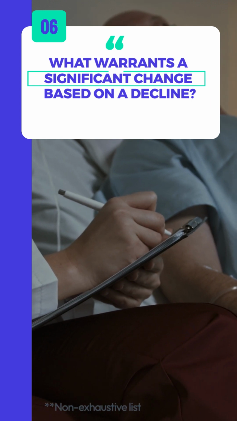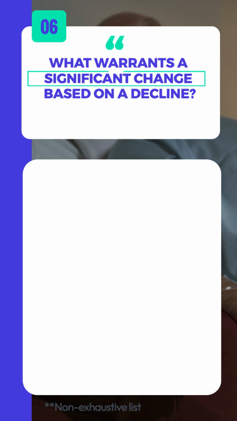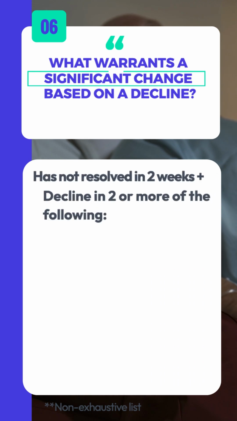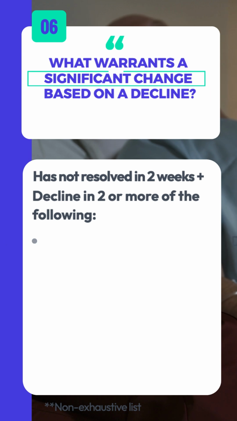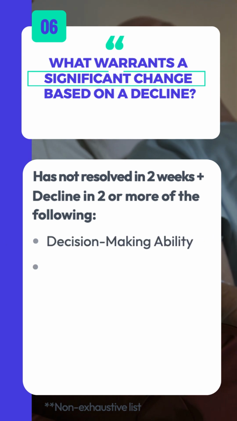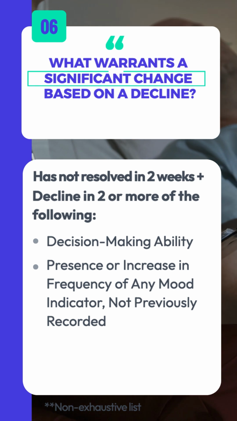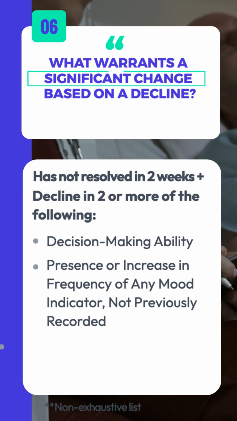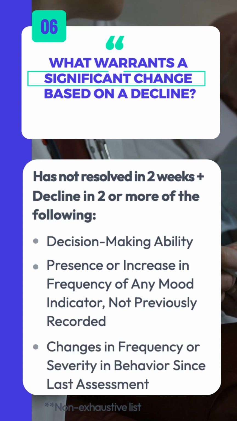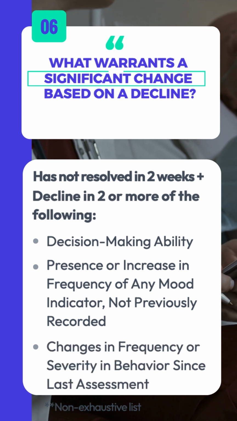The IDT should initiate a significant change when the condition has not resolved within 2 weeks and there has been a decline in 2 or more of the following. Resident's decision-making ability has changed. A presence or increase in frequency of any mood indicator not previously reported by the resident or staff. Changes in the frequency or severity of behavioral symptoms since the last assessment.